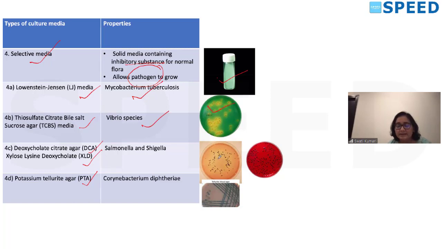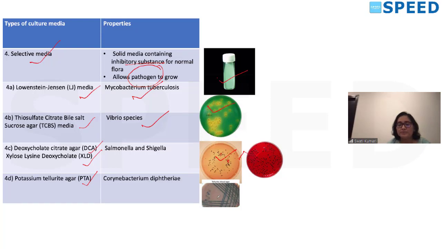Now you have DCA media. This is your DCA media, deoxycholate citrate agar, which is showing growth of Salmonella, black color colony, that is your Salmonella. Okay. Then you have XLD. There also you see black color colony of Salmonella. So XLD and DCA can be used for Salmonella and Shigella both.